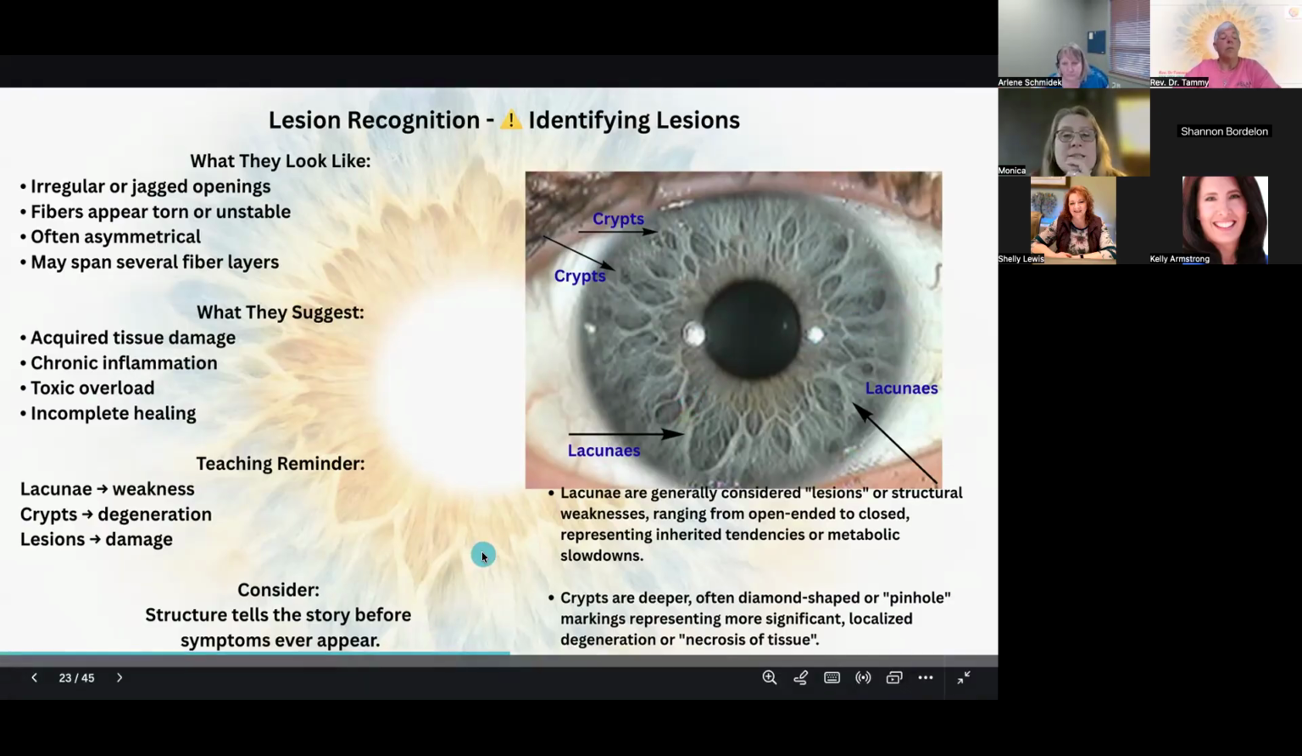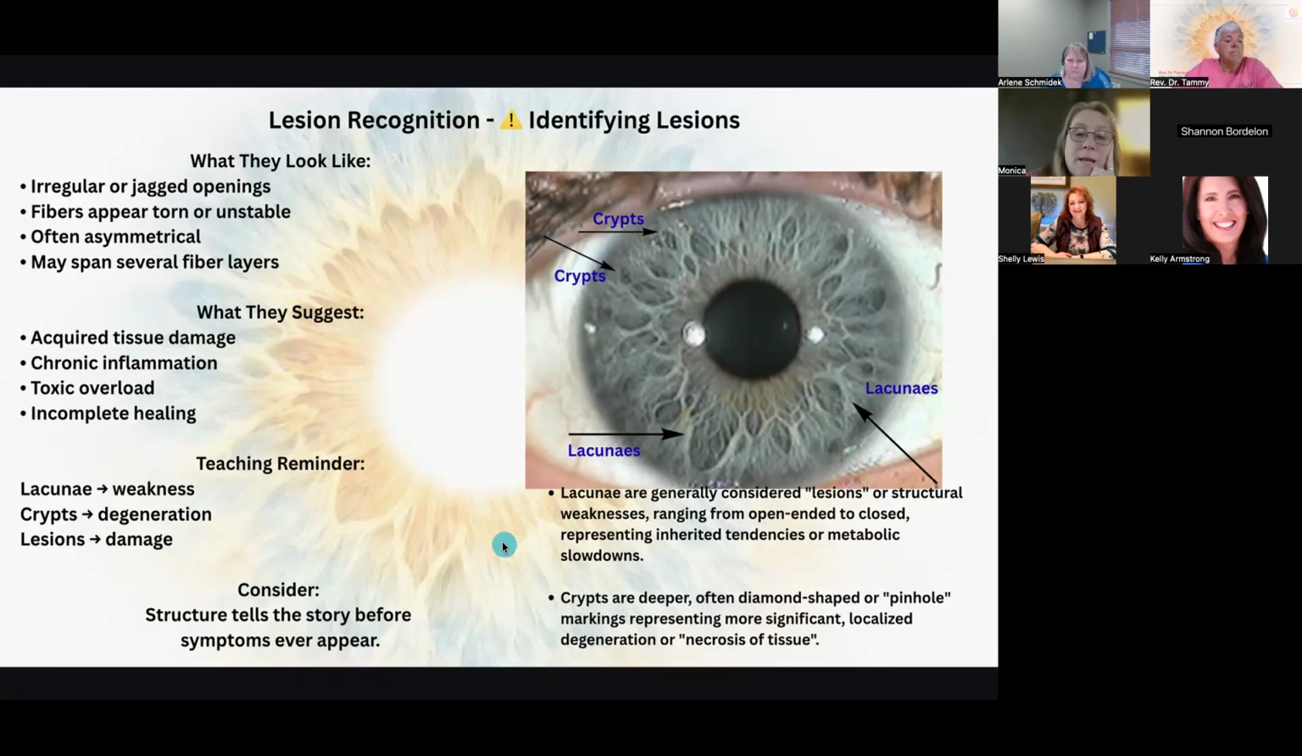Tammy, what if it's rounded but it has a small opening? Would that be a lesion? Absolutely. Because it has a small opening, whereas a lacuna is almost enclosed. This is a lesion here. This is a lesion here. Do you see the difference? This one is a lacuna, it's completely closed, so it's being protected.